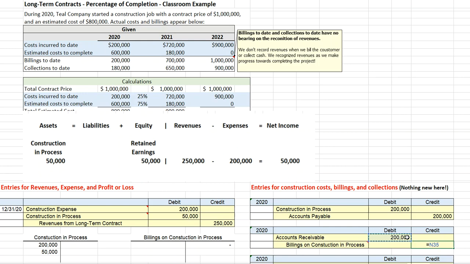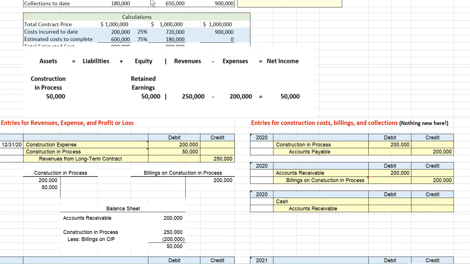We've really already reported our revenues, so we can't credit a revenue. So we credit billings on construction in process. Notice what that does to our balance sheet. Our balance sheet will show construction in process, an asset, of $250,000, and billings on construction in process, which is a contra account, of $200,000. So we have net construction in process of $50,000, and we have a receivable of $200,000.